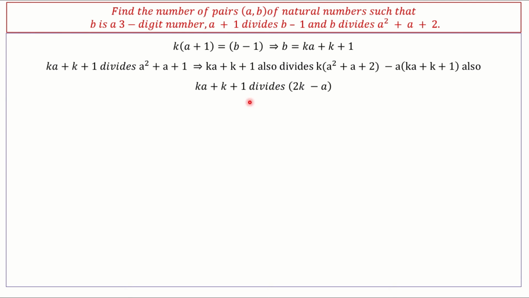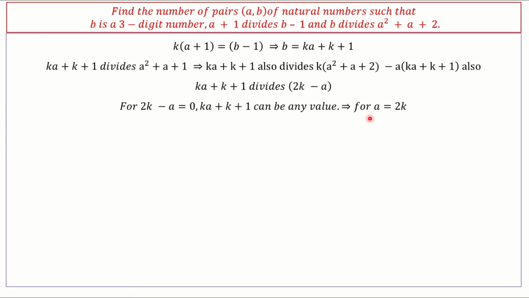Now, if you simplify this expression, what you will get is 2k minus a. So ka plus k plus 1 divides 2k minus a. If 2k minus a equals 0, then ka plus k plus 1 can be any value. So let's see what is the possibility for that. If 2k minus a equals 0, then a equals 2k.